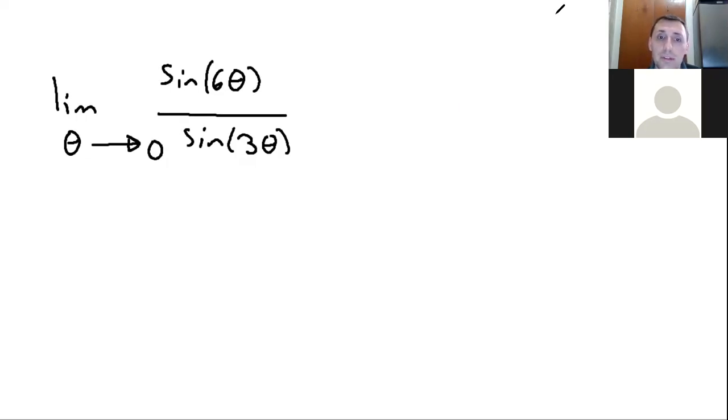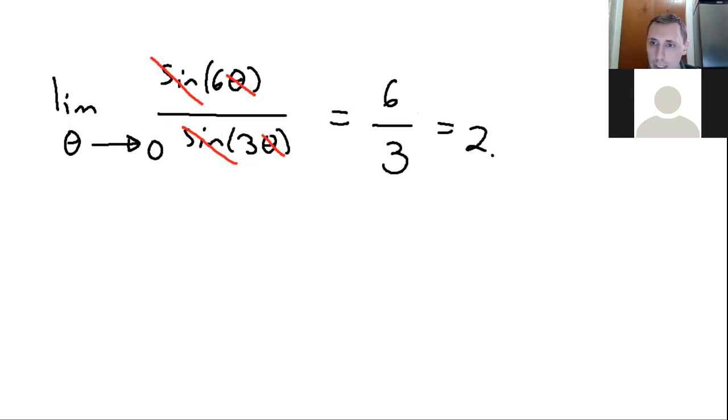What do you think about this strategy, guys? Here is how many people solve it. They say, we have sine and sine over here. So let's cross it out. Sine and sine are crossed out. And we can also cross out theta, yes? So the answer is simply 6/3, and then of course, it is 2. So how many of you solved it like I just showed?